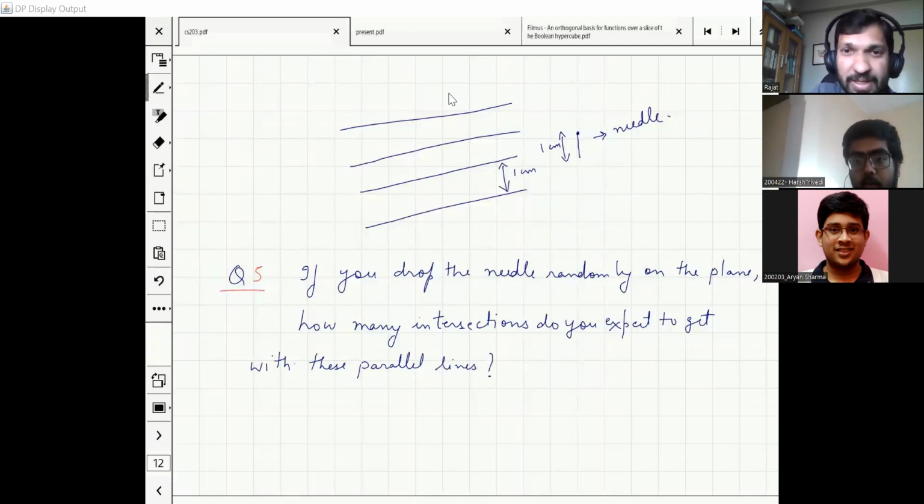Again, there are 4 lines here. As I said, because it's hard for me to draw and create an infinite plane and draw on it, but assume that you have an infinite plane where the plane is filled with parallel lines.